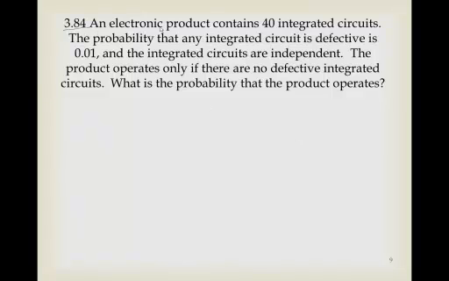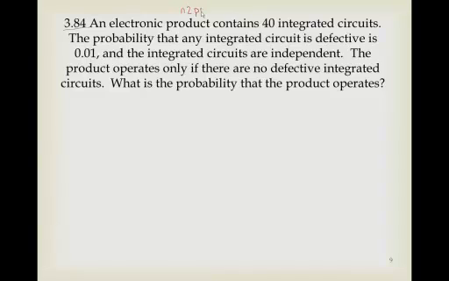Now let's go on, and we're going to try problem number 3.84 out of your book. This one says that we've got an electronic product that contains 40 integrated circuits. The probability that any integrated circuit is defective is 0.01. We've got independent circuits. The product operates only if there is no defective integrated circuit. What is the probability that the product operates?